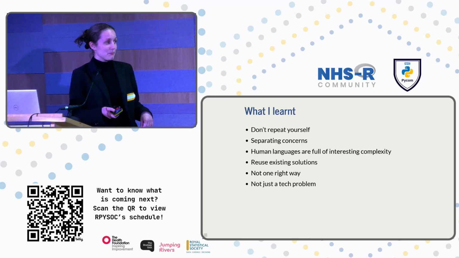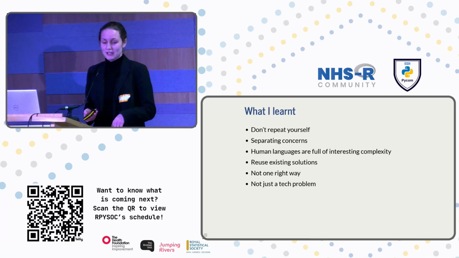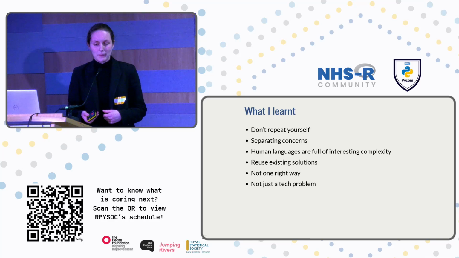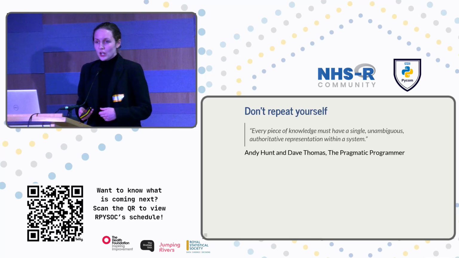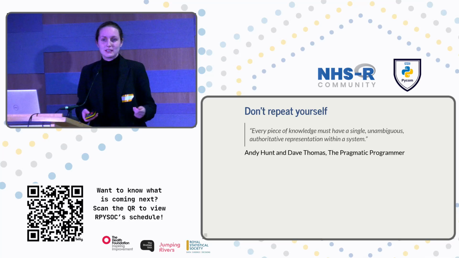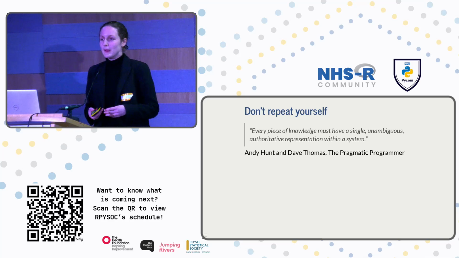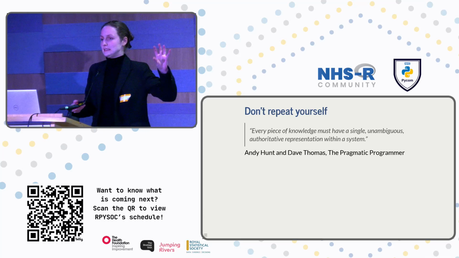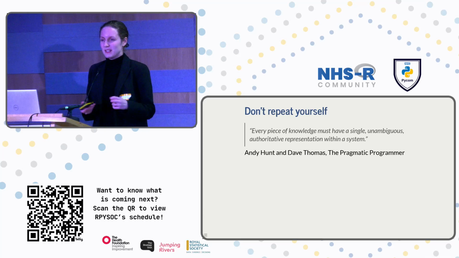So this is just a brief summary of what I learnt. And I'll go through and talk about each of them in a bit more detail. So don't repeat yourself, or DRY, is something that gets talked about a lot in software engineering. And what it basically means, this quote, is that every piece of knowledge has a single unambiguous representation within a system. Well, what does that mean? That when you want to change something, there's one place to change it.